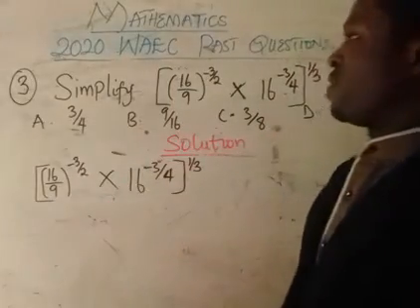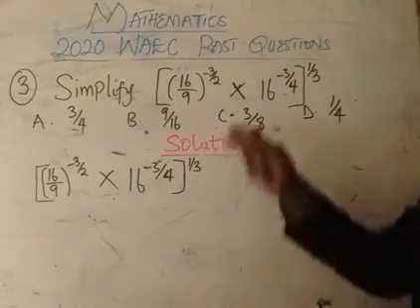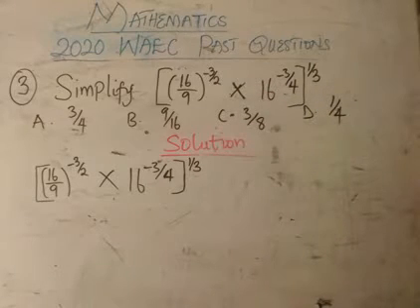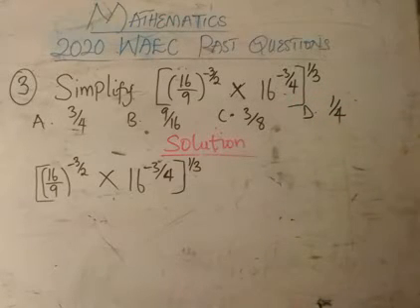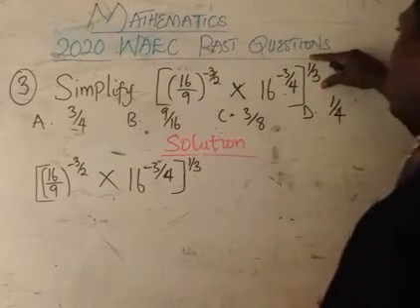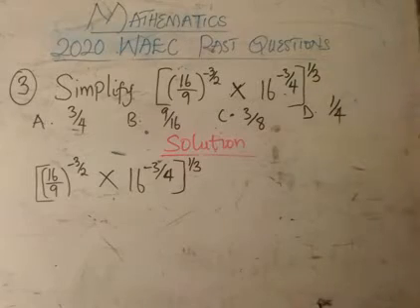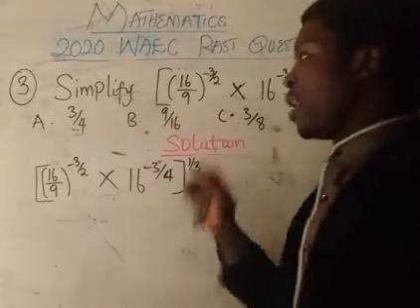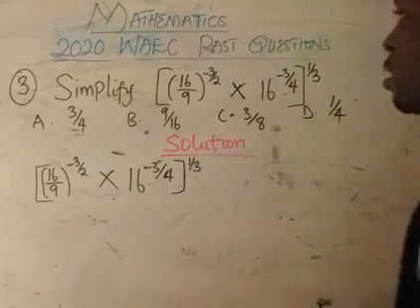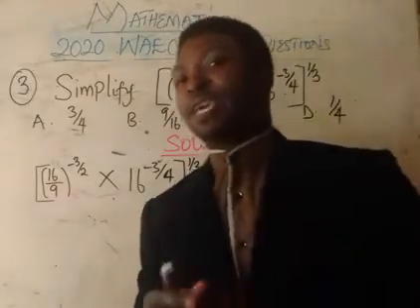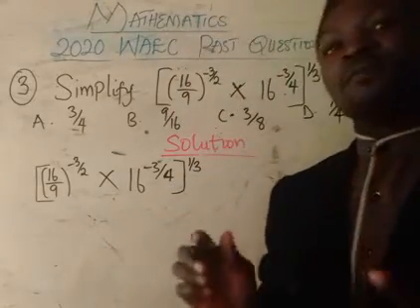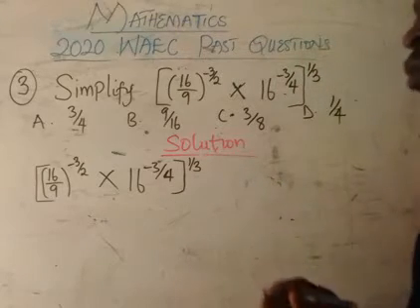All right, we are on question number 3. Simplify (16 over 9) all raised to the power of negative 3 over 2, multiplied by 16 raised to the power of negative 3 over 4, and everything is raised to the power of 1 over 3. The options are given here, and we have the question written here this way. So we are going to apply our knowledge of indices to resolve this question. It's very, very simple. So move along with us.